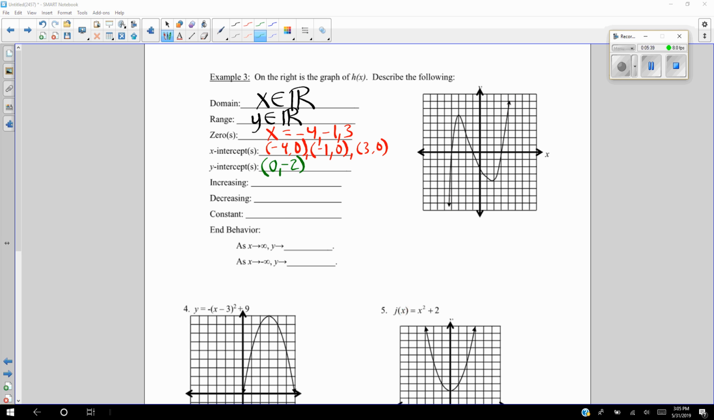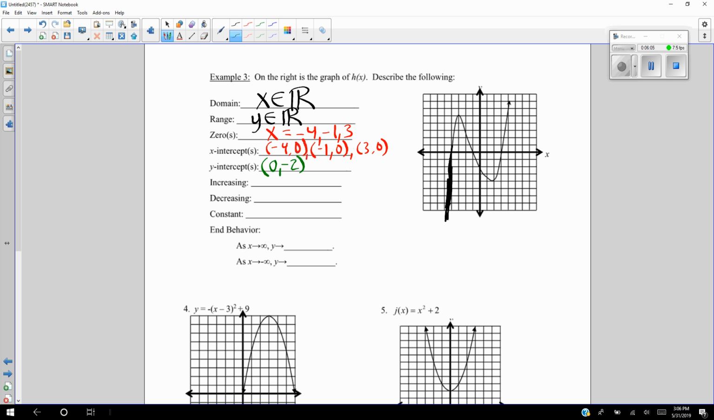There's the x-intercepts and y-intercepts. There's some disagreement on where that's crossing the y-axis. Some people think it's at negative 2.5 or negative 2, but as long as you understand the y-intercept is where it crosses the y-axis, we're good there. Increasing and decreasing. Let's go over this real quick together. So remember, we read it from left to right.